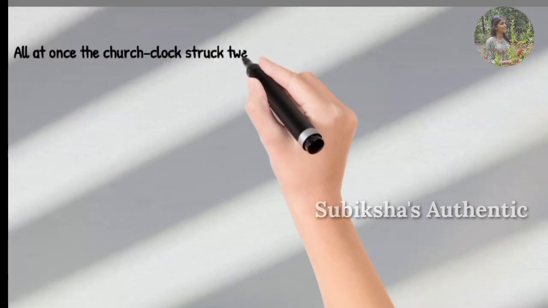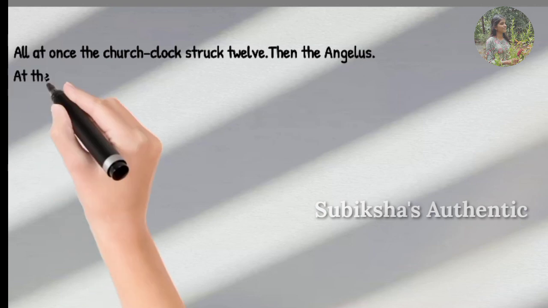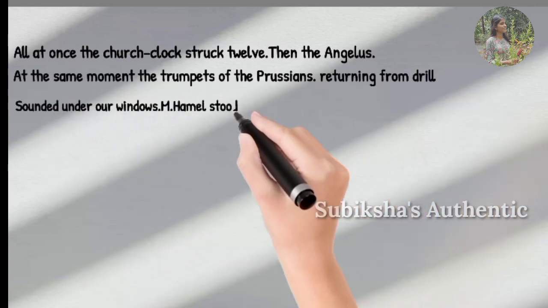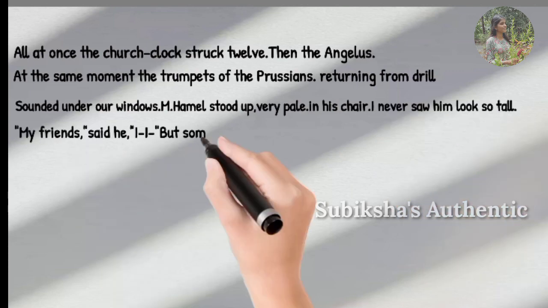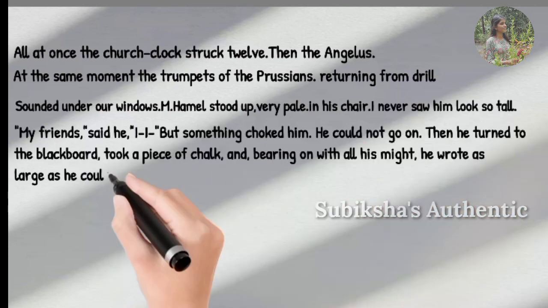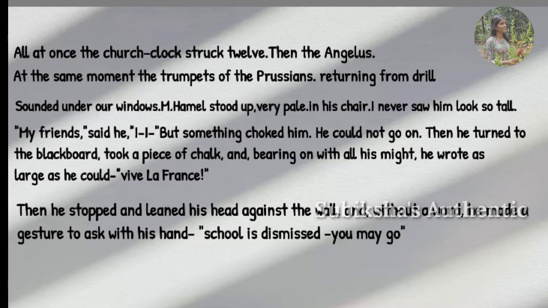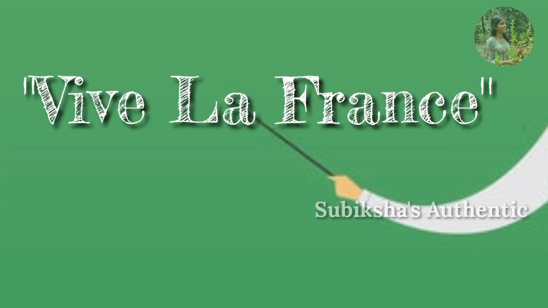Just then, the clock at the church struck 12 and the prayer song began. At the same moment, the sound of the trumpets played by the Prussian soldiers who were returning from the drill was heard. M. Hamel's face became dull and colorless as the time had come for the class to get over. He stood straight and motionless, and Franz says that he had never appeared so tall. M. Hamel began to speak but could not continue as he was overpowered by his emotions.